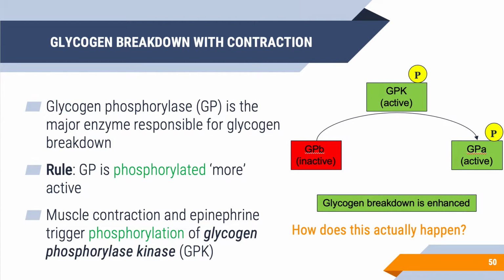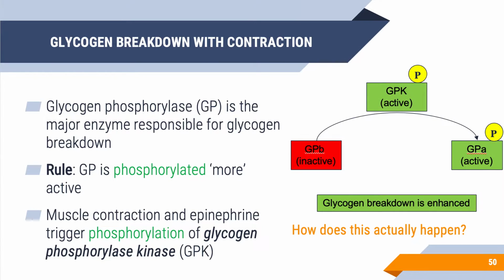So when we think about glycogen breakdown, again, we're thinking about skeletal muscle contraction, liberating glucose so that we can use it to make energy to fuel those skeletal muscle contractions. Importantly, glycogen phosphorylase is the major enzyme responsible for glycogen breakdown. And the rule of thumb is that glycogen phosphorylase is phosphorylated, more active, meaning that this enzyme GPK, so glycogen phosphorylase kinase, is able to phosphorylate glycogen phosphorylase, making it more active.